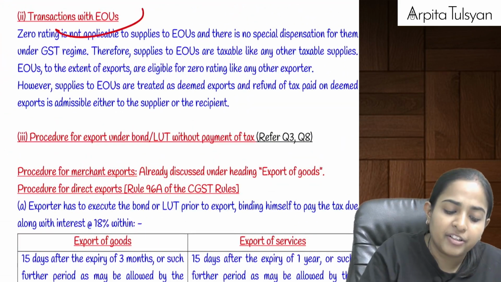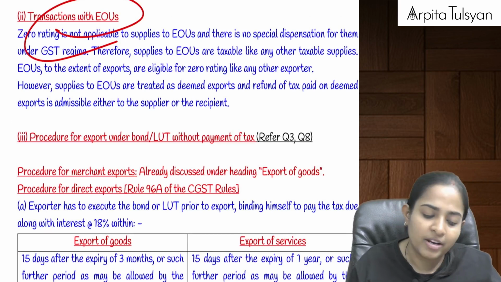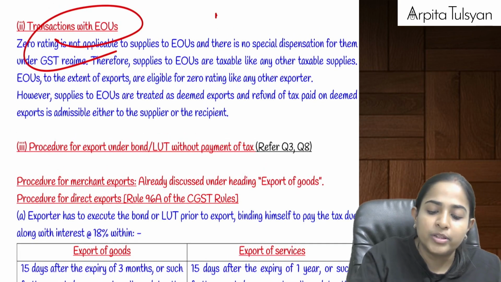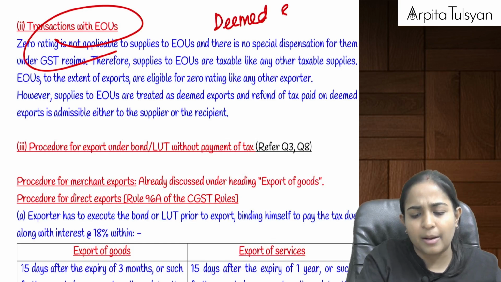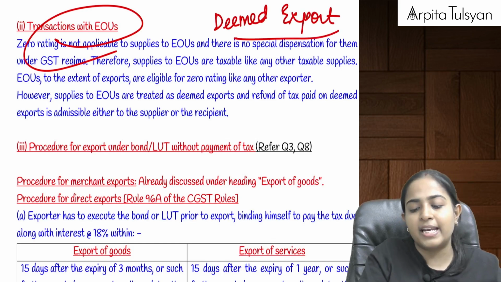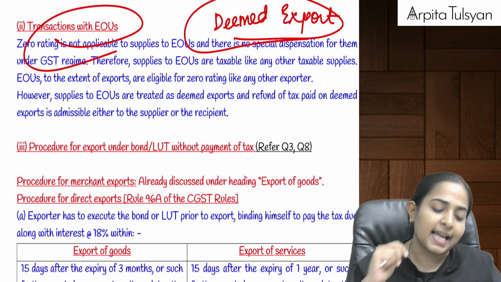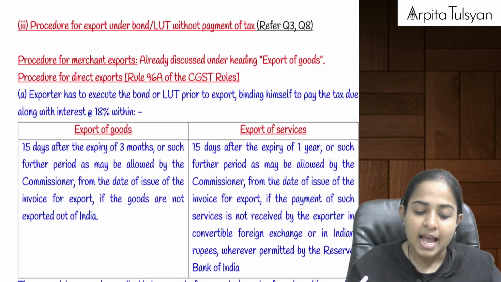Then after that, any transaction with EOU, this we have already considered. If we are doing any transactions with the EOU, that was coming in deemed exports, and in deemed exports LUT bond was not allowed, so you have to pay the tax and then take the refund of the same. Are you clear with this?